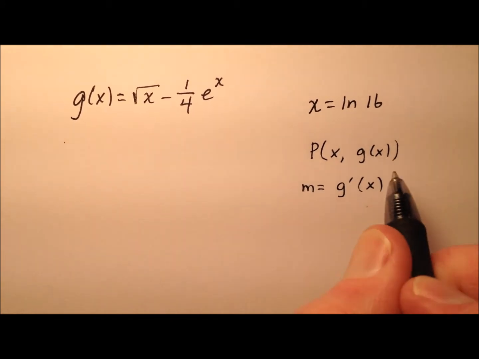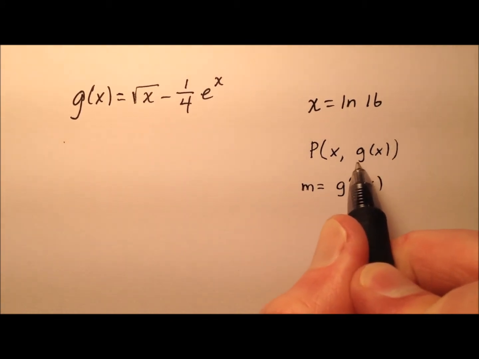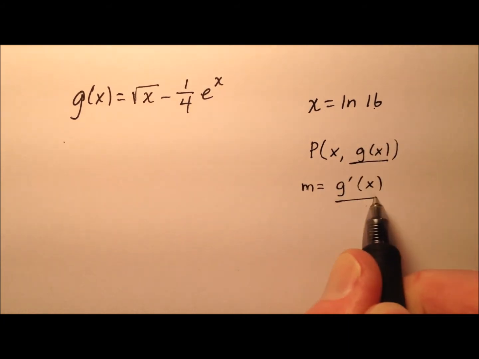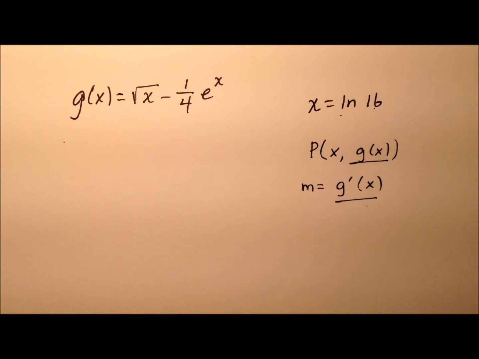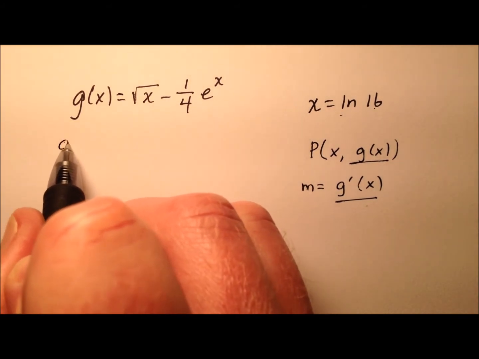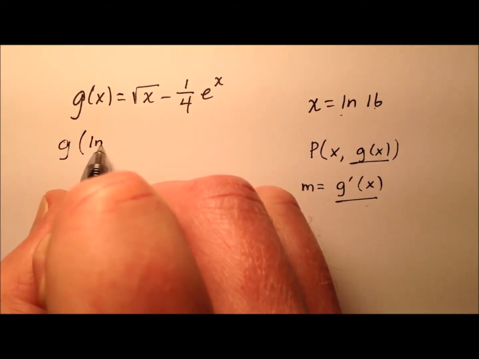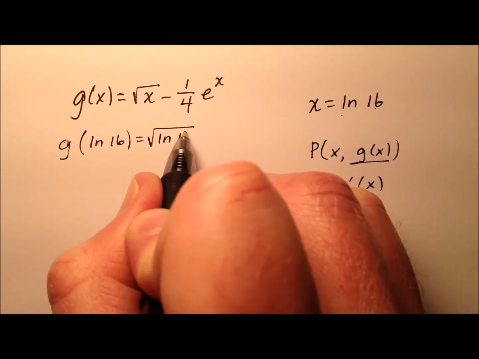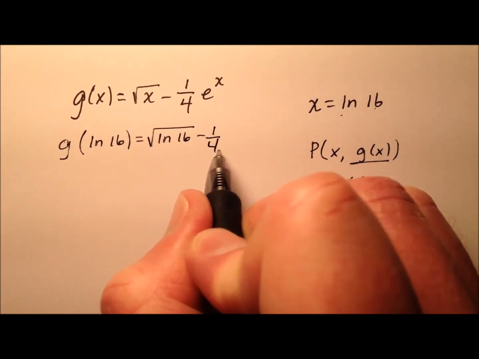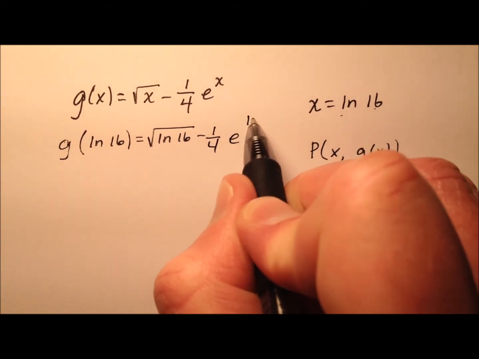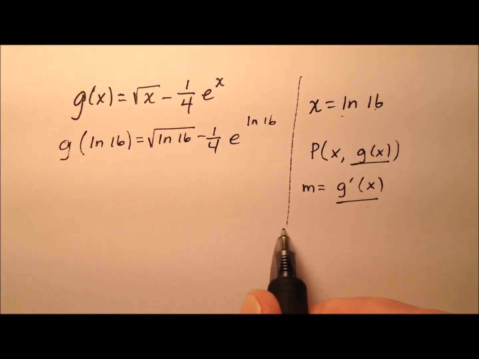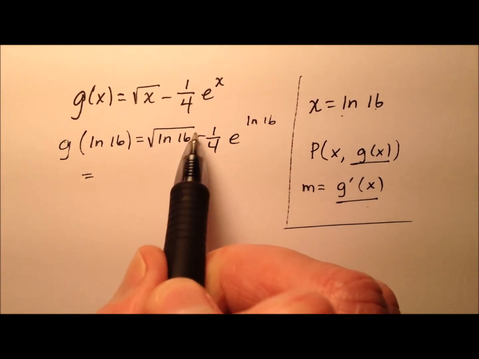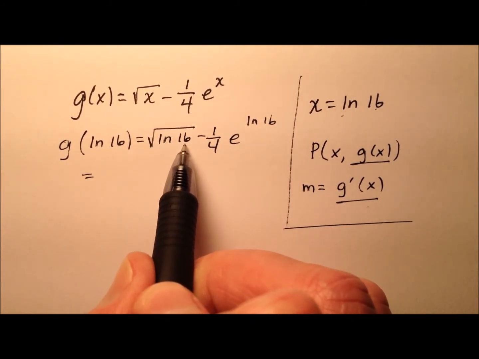All right, so we have our work cut out for us. We need to find g of ln of 16, and then we need to find g prime of ln of 16. So let's go ahead first and find g of ln of 16. So it's going to be the square root of the ln of 16 minus 1/4 e to the power of ln of 16.